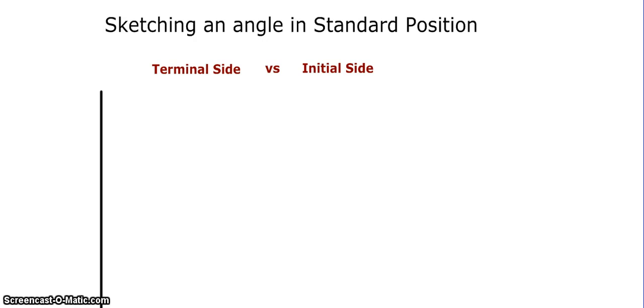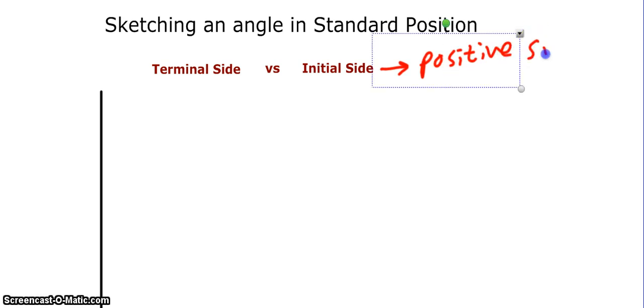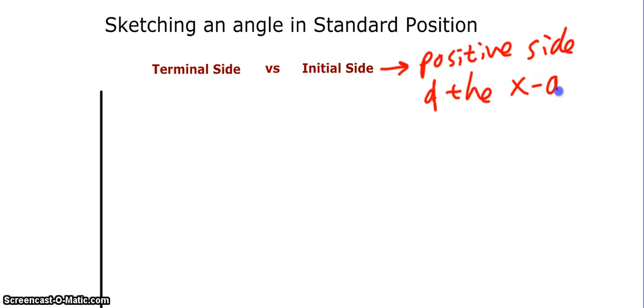So, what about an angle in standard position? This is what we're going to use most of the time. In order for an angle to be in what we call standard position, the initial side is going to be the positive side of the x-axis, or horizontal axis, because it doesn't always have to be x, and the vertex will be at the origin. Then the terminal side will just be somewhere else.